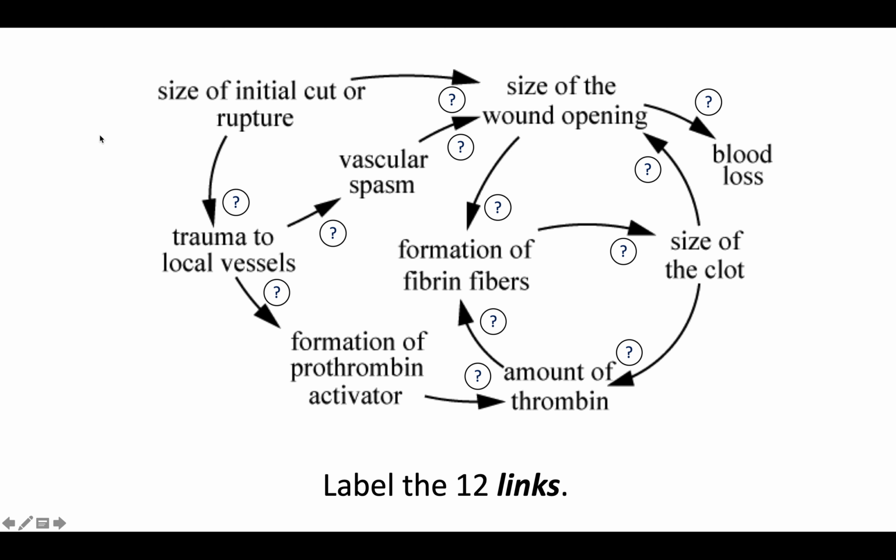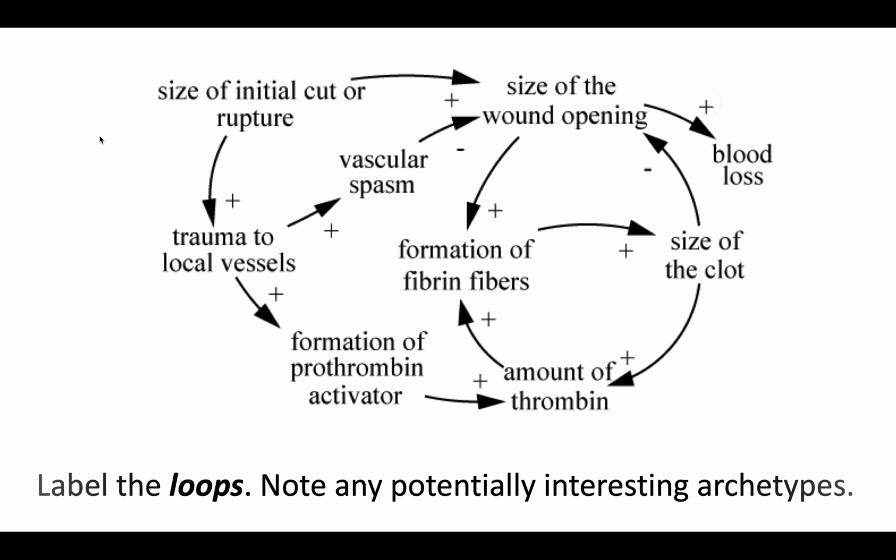So if we kept going along with this game, then we might end up labeling all of these things as such. A good exercise would be to go through and see if all of these signs make sense to you. As a blood clot forms, the size of the clot increases, and the size of the wound will decrease. That makes sense. So now that we have this giant diagram, even if we don't know much about wound healing or the formation of these clots, we can still try to analyze the potential dynamics.